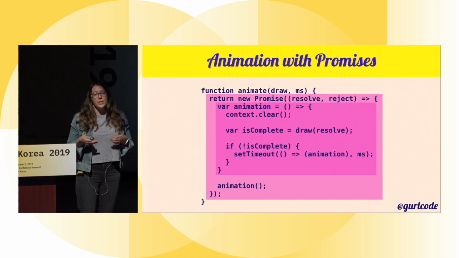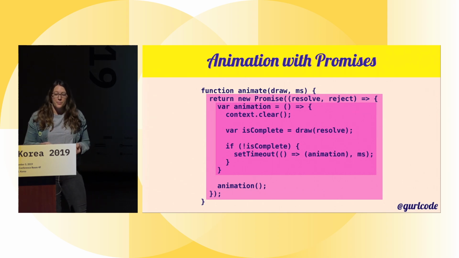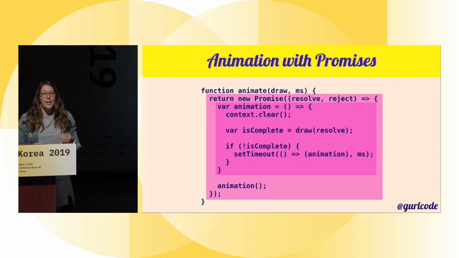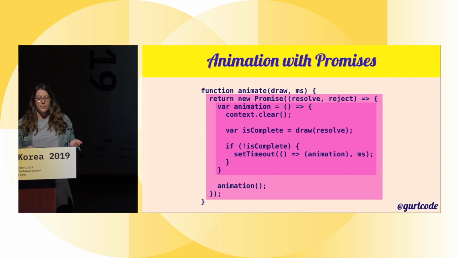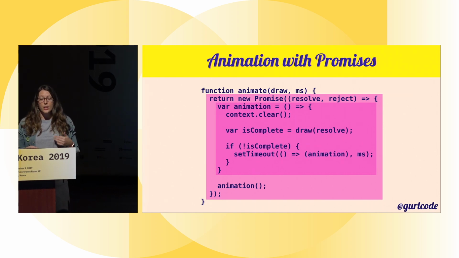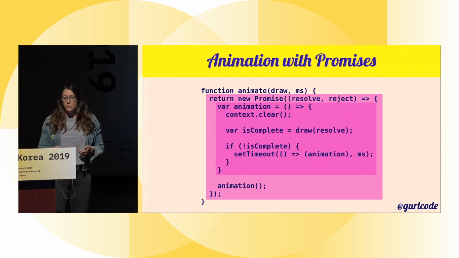So for the first version of this game, that's exactly what I did. I used promises for every animation. I made a general purpose animate function that takes in a draw function and the milliseconds for the delay. So animate always returns a new promise, and inside of that promise, an inner function runs the draw function. And we delegate resolving the promise to the draw function. So if the draw resolves the promise and returns true, we're done. Otherwise, set timeout is called with the inner function, and another loop of this occurs.